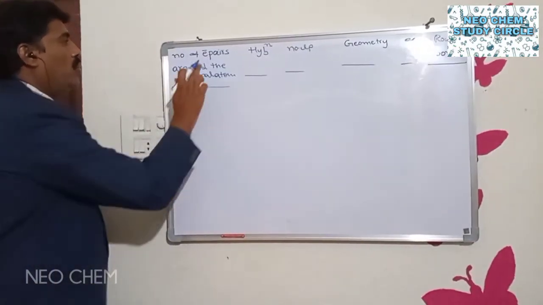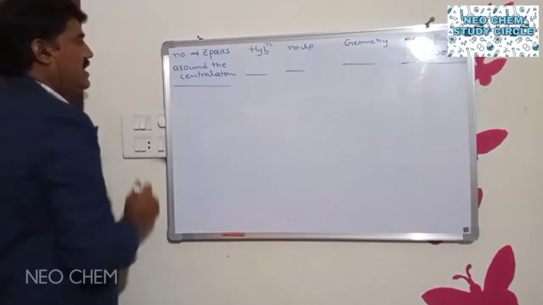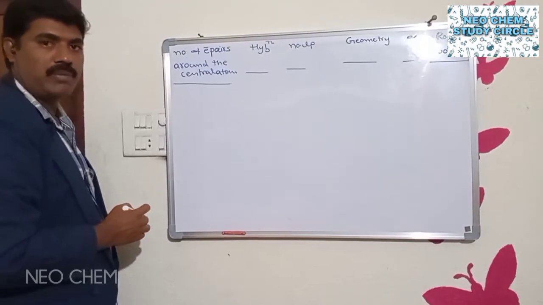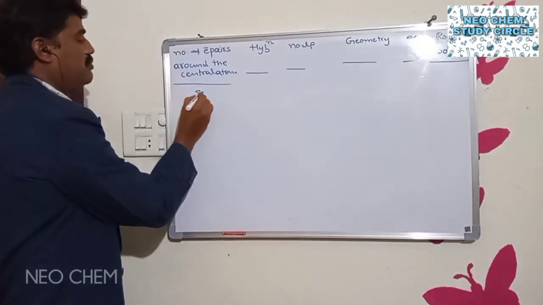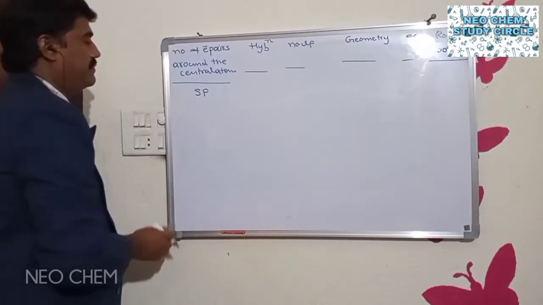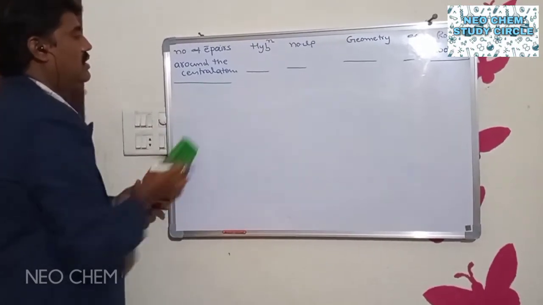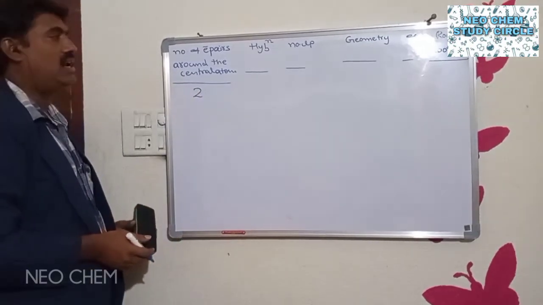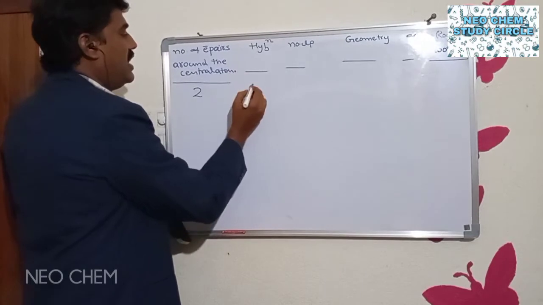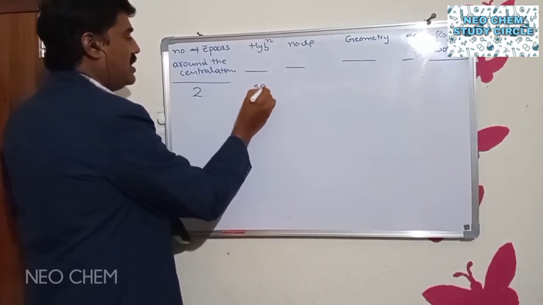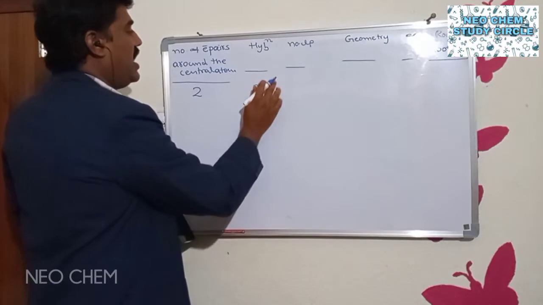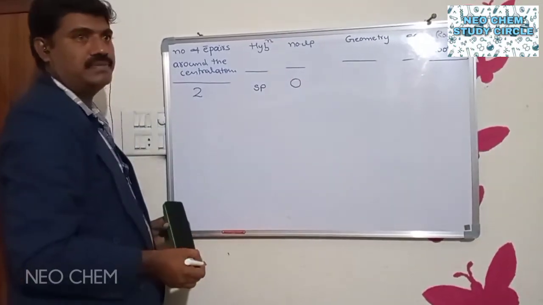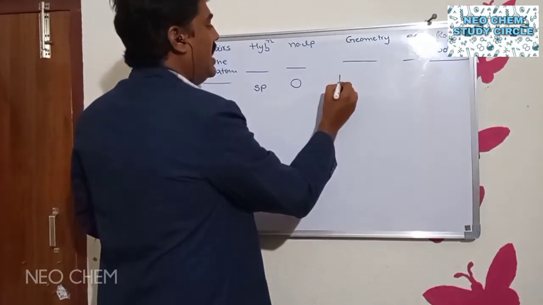Suppose two electron pairs are present around the central atom, then we have to choose hybridization containing two orbitals, that is sp. So here we should write two electron pairs around the central atom. So the hybridization containing two orbitals is sp. Next, after sp hybridization, if there are no lone pairs over the central atom, then geometry is linear.